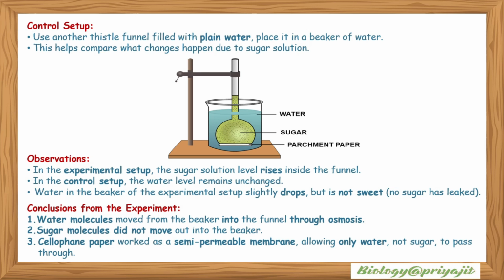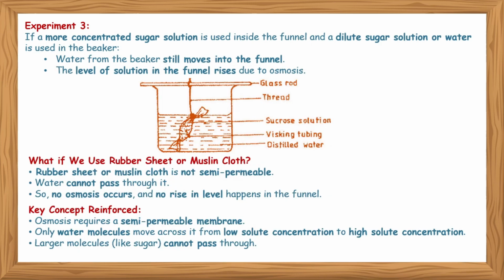Conclusions from the experiment: water molecules moved from the beaker into the funnel through osmosis. Sugar molecules didn't move out into the beaker. Cellophane paper worked as a semi-permeable membrane, allowing only water, not sugar, to pass through. Experiment 3: if a more concentrated sugar solution is used inside the funnel and a dilute sugar solution or water is used in the beaker, water from the beaker still moves into the funnel and the level of solution in the funnel rises due to osmosis.